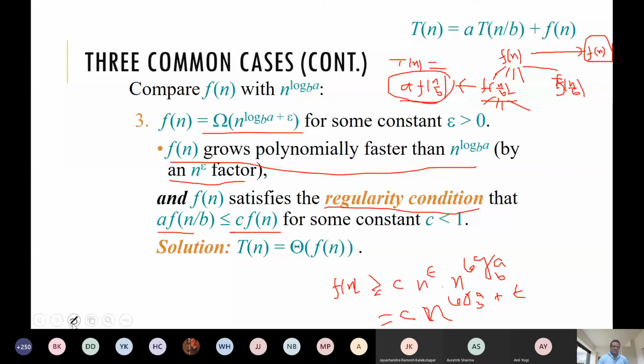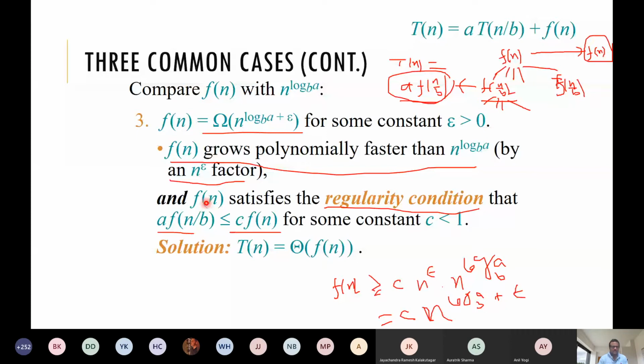To establish that, we have two conditions: this is one, and another one is the regularity condition. In that case we are just taking an extra check that f of n should be greater than the next level cost, which is a f of n by b. So this a f of n by b must be less than some fraction of f of n. That is the regularity condition. In that case, f of n is the dominating cost. The solution will be T of n equal to big theta of f of n. This is case 3. Now we'll take some examples.